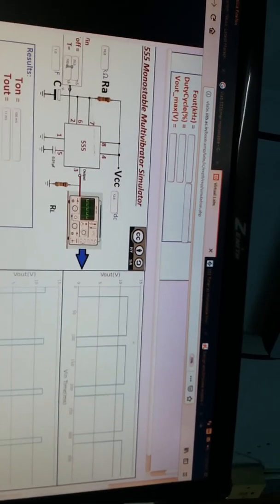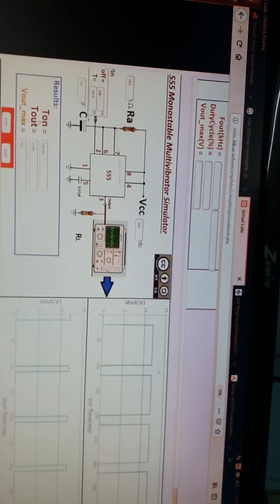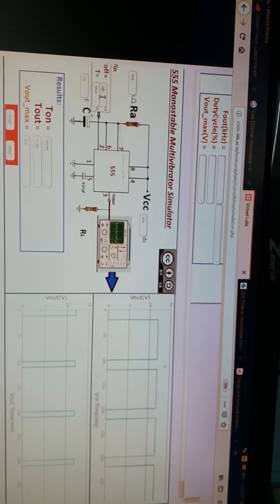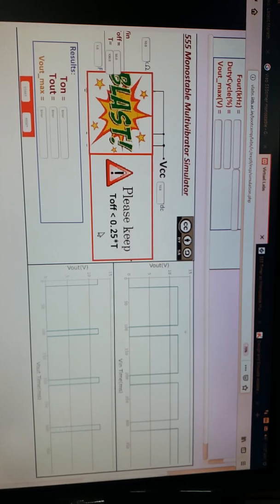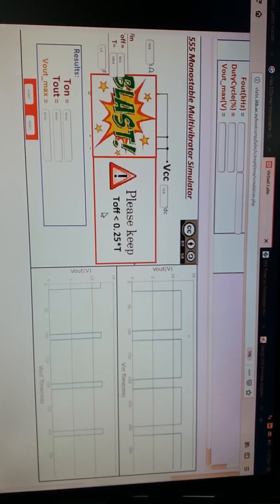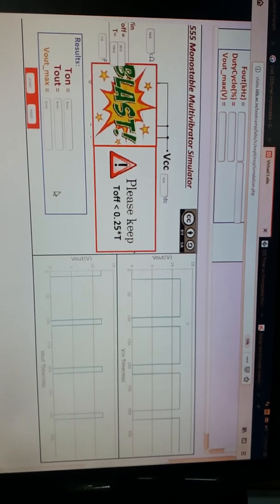Now I will change the 20 to 50. If I change the off time to 50, the on time is also 50. Please keep T off less than 0.25 times the time period, as per the formula we are going to use.